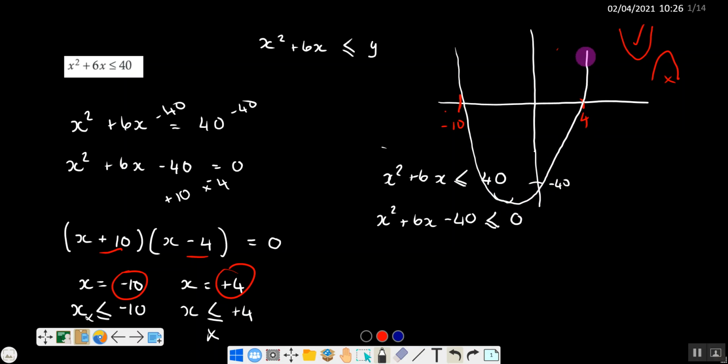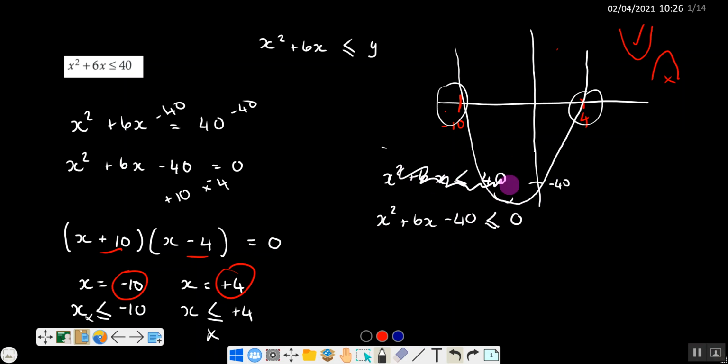I don't actually need all of that information. All I really need is the shape, which direction it goes, and these two numbers, yeah? They're the only ones that are actually important. This whole section, how far down it goes, doesn't matter, because all I actually need to know is where is this graph less than or equal to 0. Yeah, that's what I'm looking at.